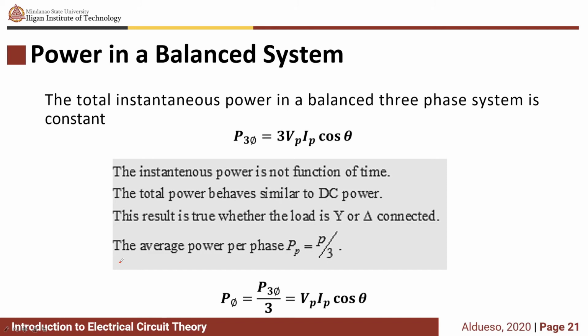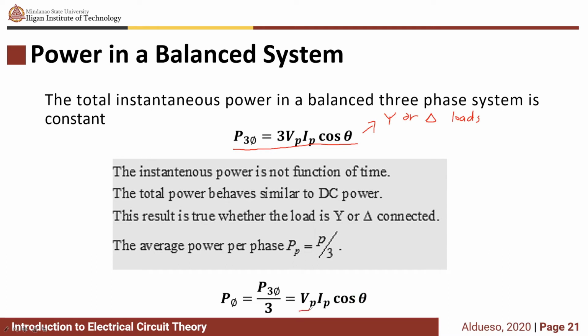So the total instantaneous power in a balanced three-phase system is constant, meaning it is not a function of time. The total power behaves similar to the DC power, and this result is true whether the load is Y or delta connected. So this equation right here is applicable to both Y or delta loads. And the average power per phase is just equivalent to this total power divided by 3. So we have Vp, Ip, cosine of theta.